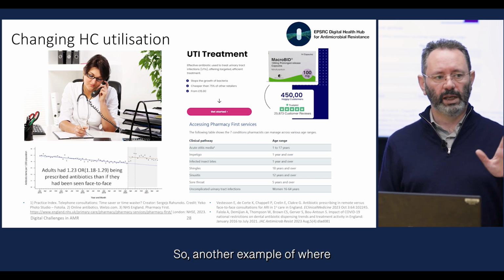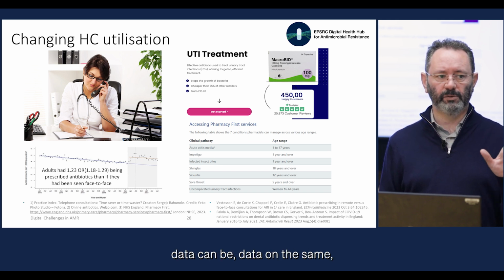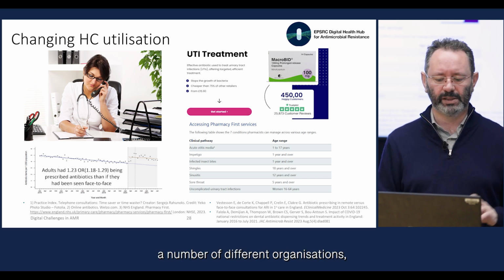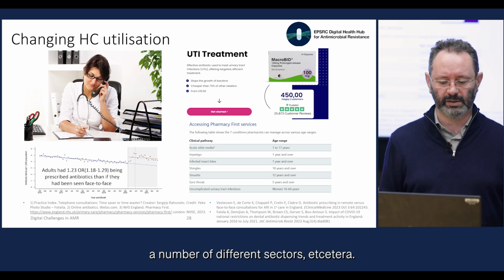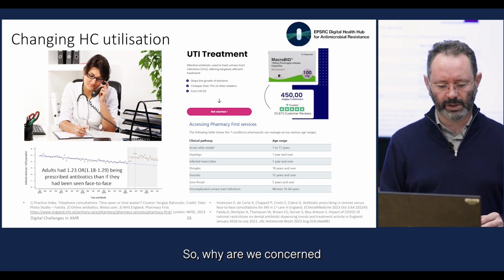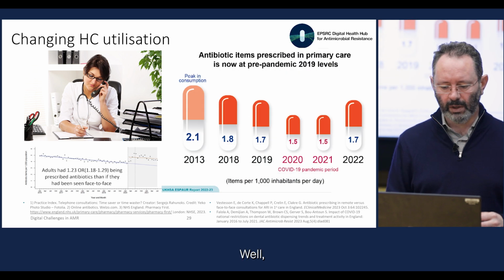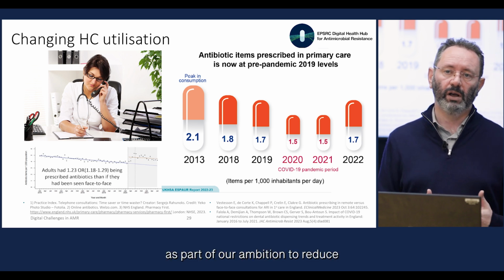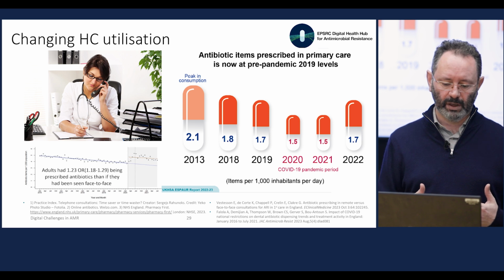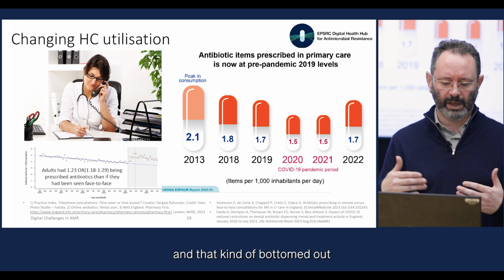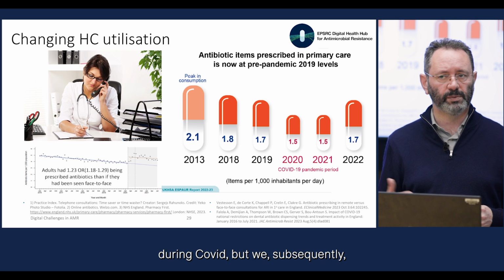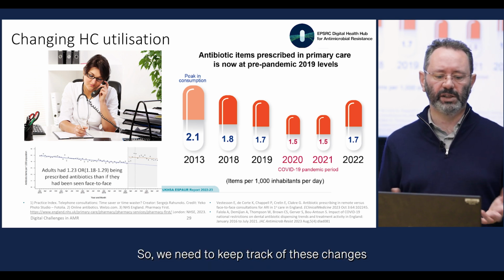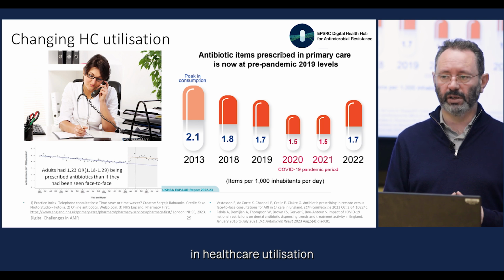So another example of where data, prescribing in this instance, can be stored in a number of different places, a number of different organizations, a number of different sectors, etc. So why are we concerned about keeping an eye on this? Well, we have seen prescribing was coming down as part of our ambition to reduce selection pressure, and that kind of bottomed out during COVID, but we've subsequently seen it increase.